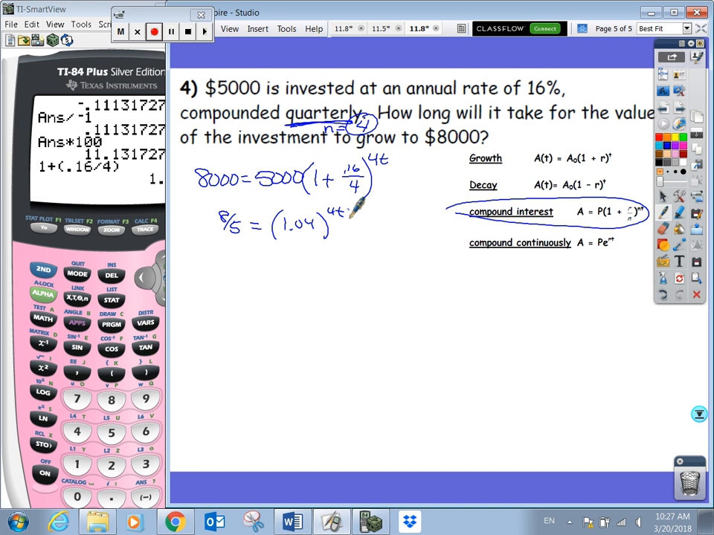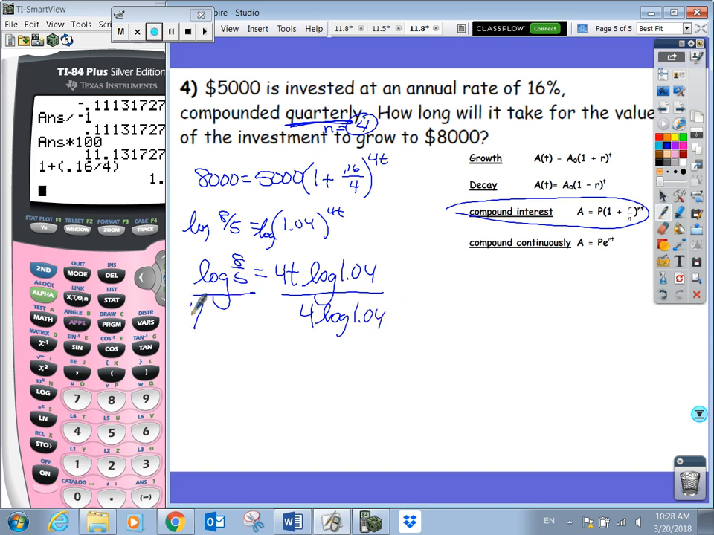Now, if it doesn't end up being a nice number like that, you would either have to store it or scroll up and grab it, use that whole number. So now I would take the log of both sides. As long as I do the same thing to both sides, I can do that. My law number 4 allows me to bring that 4t down. So I have 4 times t times log of 1.04. So that right side is all multiply. So I need to get rid of the 4 and the log 1.04. Because that cancels, and I'm left with t equals.